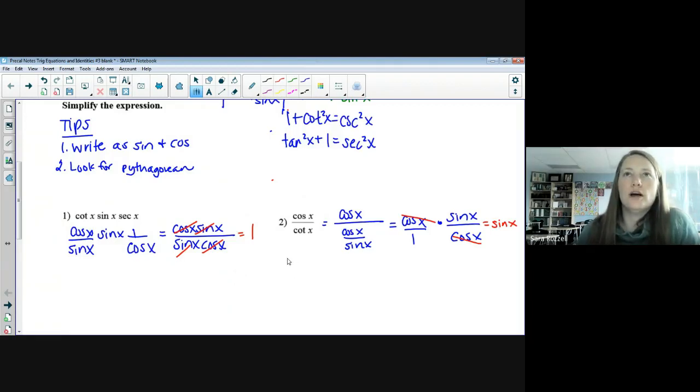Y'all kind of see what's going on here? You're looking up there, seeing how you can rewrite it, and then either multiplying if they ask you to multiply. If you're dividing, make sure you're flipping your second one. Okay.